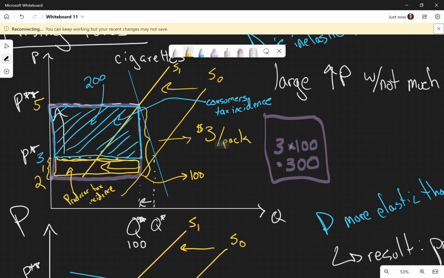We model them as decreases in supply. But just because they're modeled as decreases in supply does not mean that they are just a producer problem, right? Depending on the elasticity, a lot of that tax incidence is probably going to be passed on to the consumer.